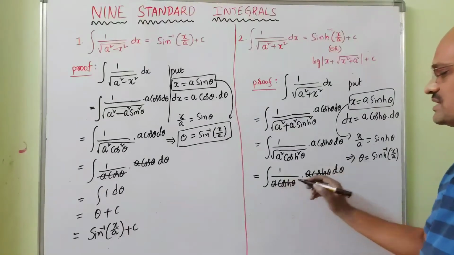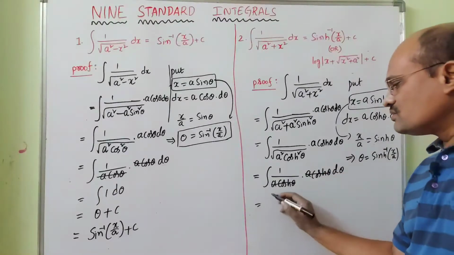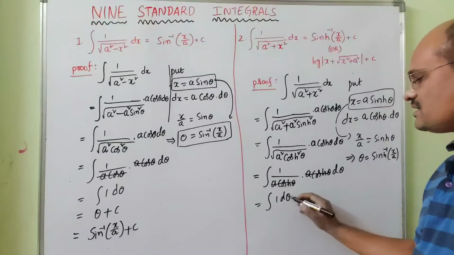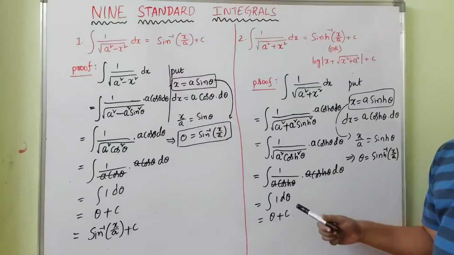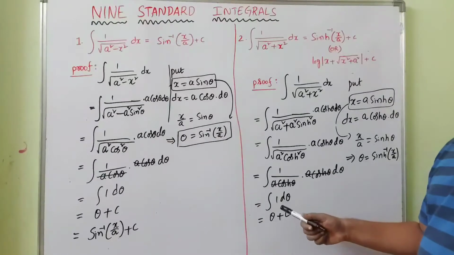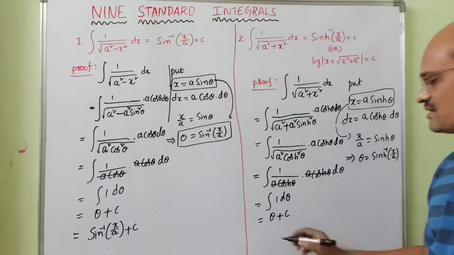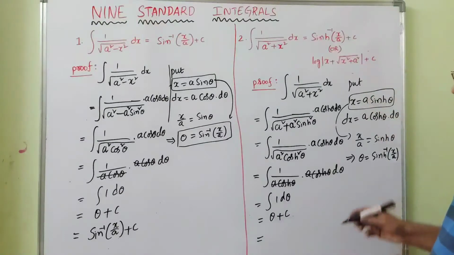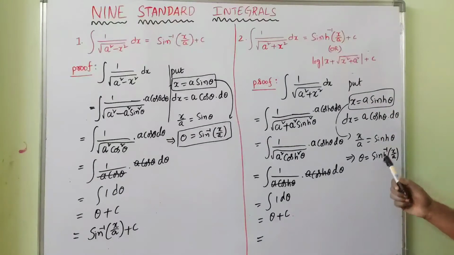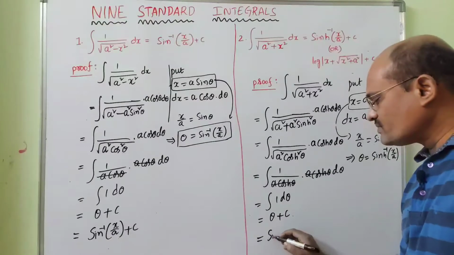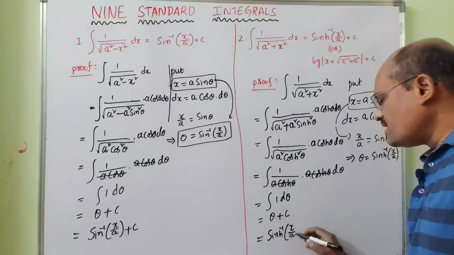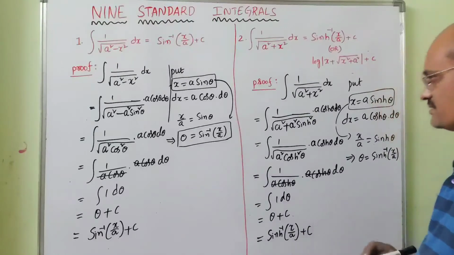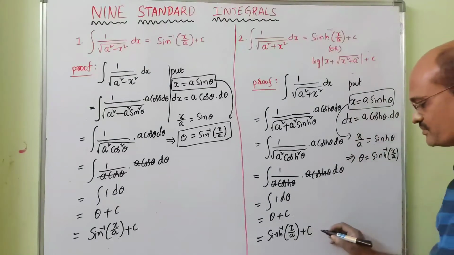Here these two get cancelled. The remaining thing is 1 d theta. The integral of 1 d theta is theta plus c. Why? Because we are integrating with respect to theta. Integration of 1 with respect to theta is theta. Now theta, at the end, is written: theta equals sinh inverse of x by a plus c. This is the second result.